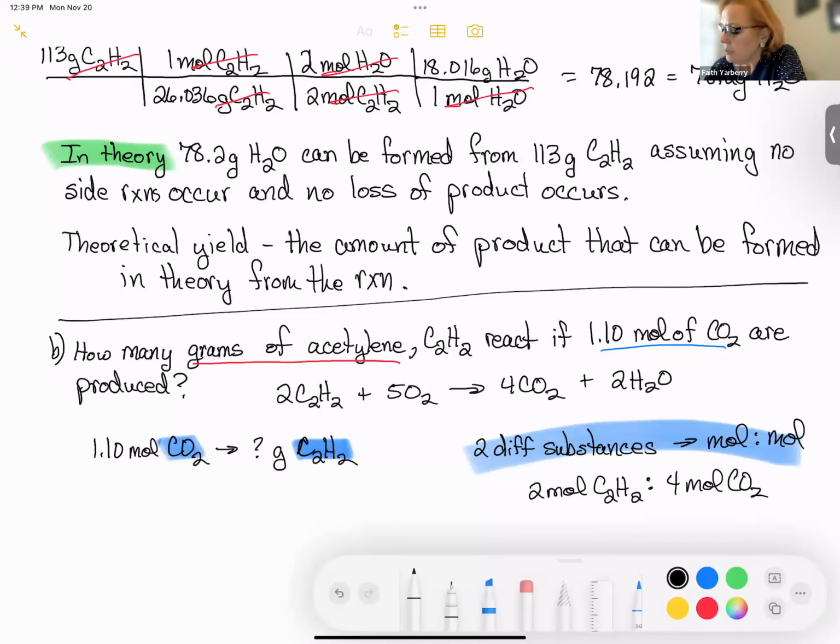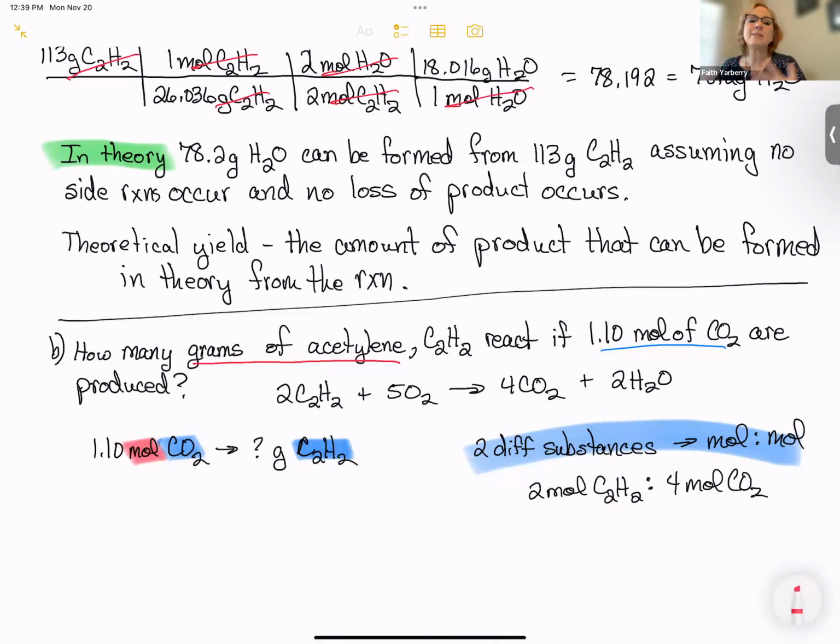The next thing I notice is that I'm starting with moles of CO2. Because I'm starting with moles, I'm going to leave that alone. We already have moles in the mole-to-mole ratio, so there's no need to go out and dig up a new conversion factor. We already have the conversion factor we need.